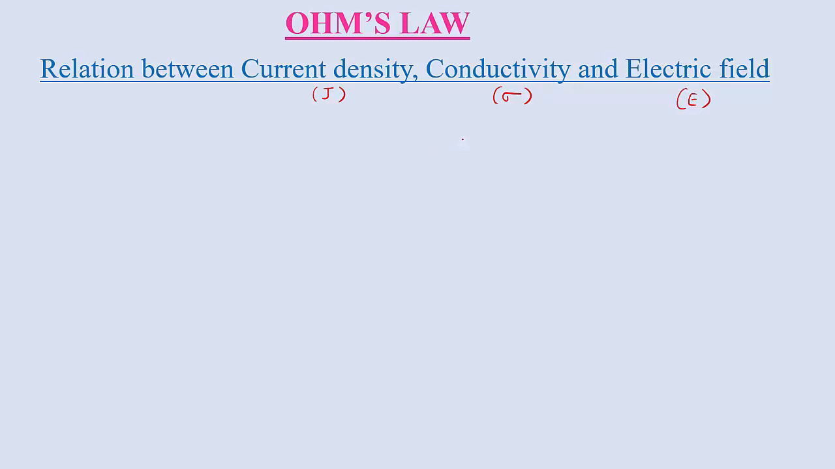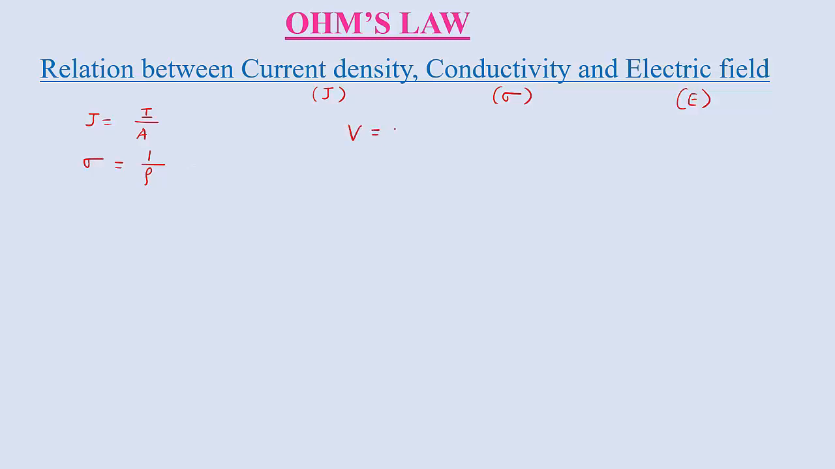So what is current density? We can write the equation for current density: J equal to I divided by A. The flow of electrons per unit cross-sectional area gives current density. Then what is conductivity? It is the reciprocal of resistivity. Is it clear? So using these equations, we can derive the relation between current density, conductivity and electric field using Ohm's law.